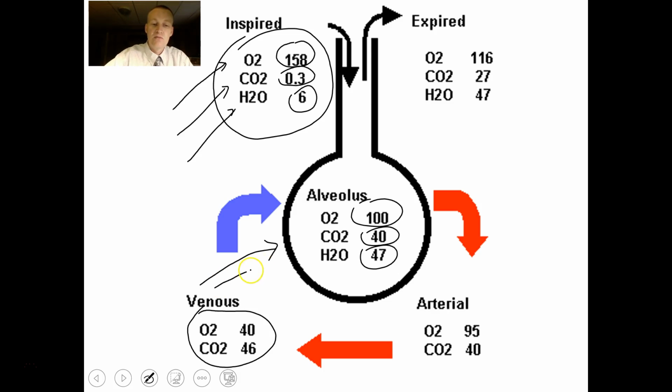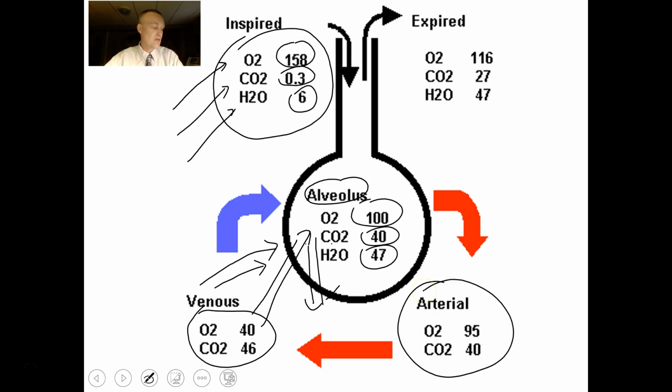Now, if you notice, when blood comes across the alveolus, the partial pressure of oxygen inside the alveolus is greater, therefore it moves into the bloodstream. And you can see that carbon dioxide is greater in the venous blood than it is in the alveolar blood, so it moves into the alveolus. So that's how we get rid of carbon dioxide, and that's how we get oxygen into the cells of the body. So blood going out of the lungs is going to have a much greater oxygen content, 95 millimeters of mercury, and the carbon dioxide content has dropped, which is a good thing.